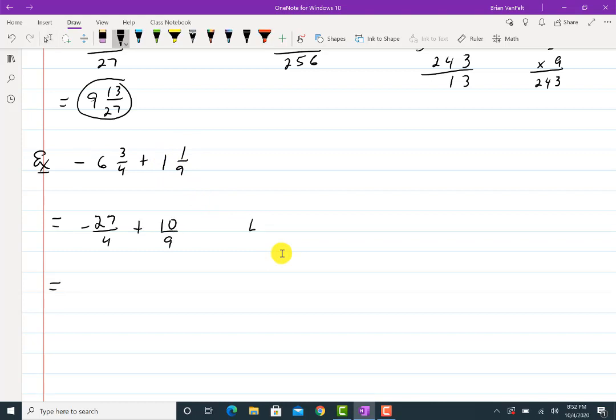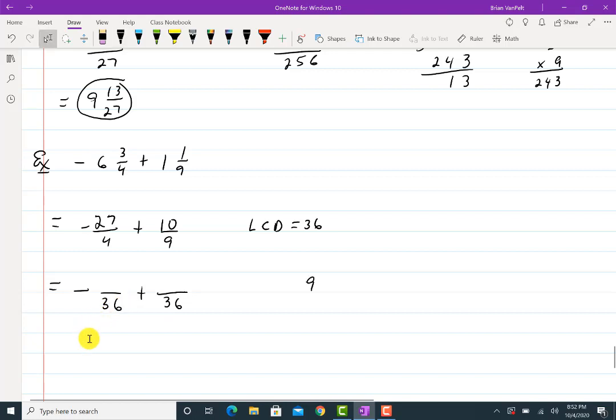The LCD here equals 36. It's easy to do that because the only things that go into 4 are 2's, and the only thing that goes into 9 are 3's. So you're going to have to do 4 times 9, or 36 is your LCD. So both of these fractions will be over 36. So let's start with this one. To change a 4 into 36, I had to multiply by 9.